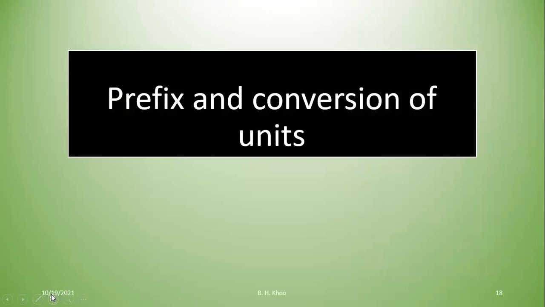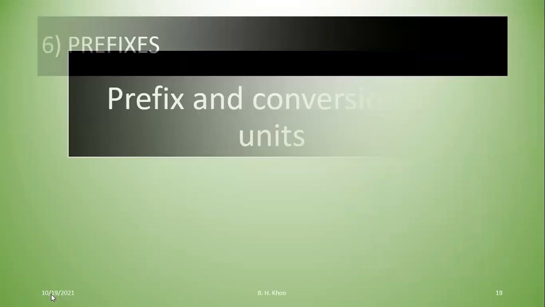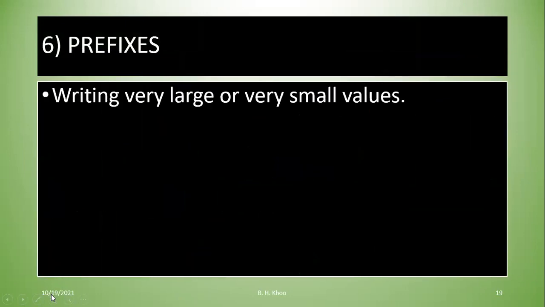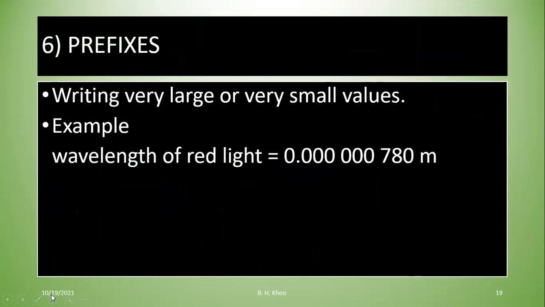Right? And we come to prefixes and conversion of units. Prefix. Sometimes you have to write very large and very small values. So that is where prefixes come in handy. Example, wavelength. Rather than write so many zeros, we have prefixes, which simplify our life. Right? 780 nano. Nano is 10 to the power minus 9. Nano, N for 10 to the power minus 9.